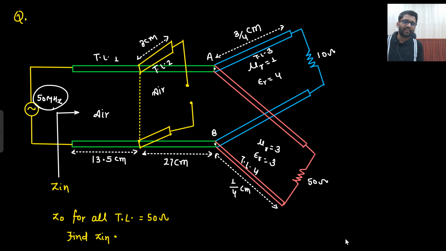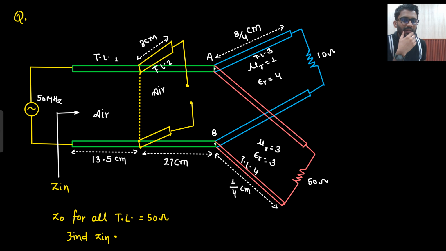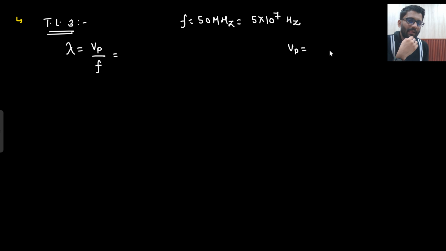What will be the value of lambda? Lambda will be Vp by F. F is given, it is excited with 50 megahertz, that is 5 into 10 to the power 7 hertz. What will be Vp? What is the formula of Vp? Do you remember? Vp is equal to omega by beta, that is 1 upon under root mu epsilon, or you can write C upon under root mu r epsilon r.